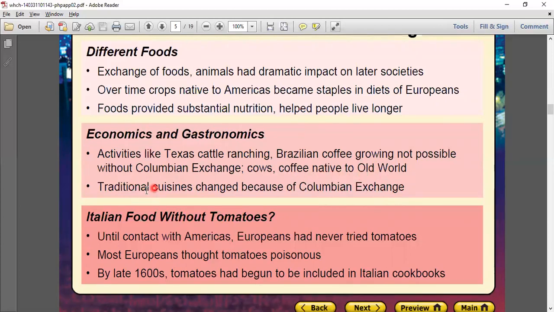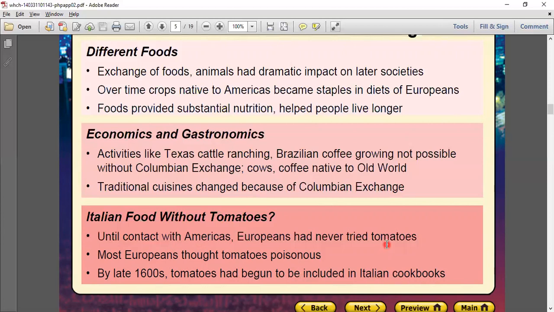Now we also talk about traditional cuisines that changed because of the Columbian exchange, like plates or dishes. Italian food is one example of this. It was clear of tomatoes. Until contact with America, the Europeans had never tried tomatoes. Most Europeans thought that tomatoes were poisonous. But by the late 16th century, tomatoes had begun to be included in Italian cookbooks.